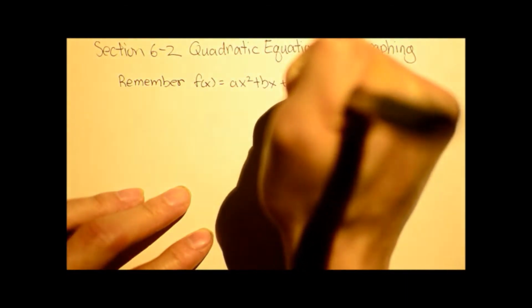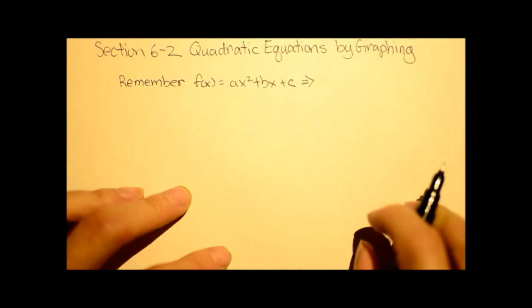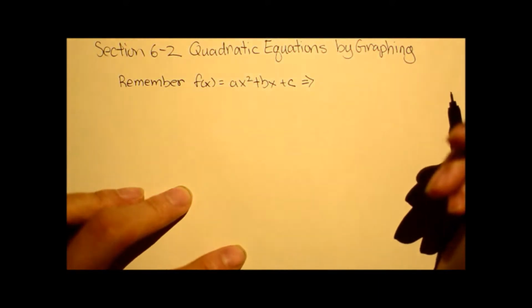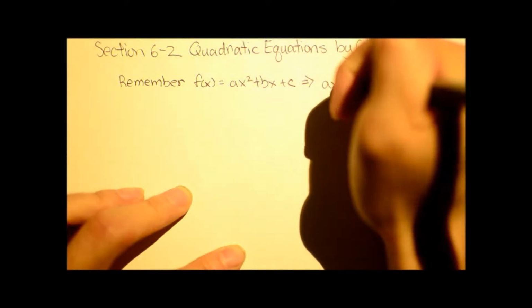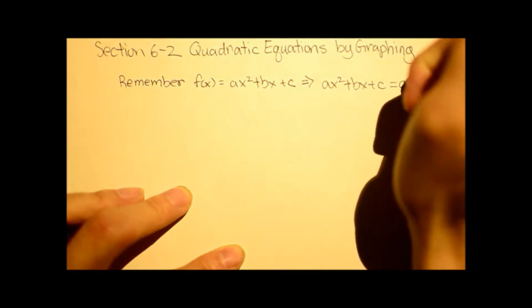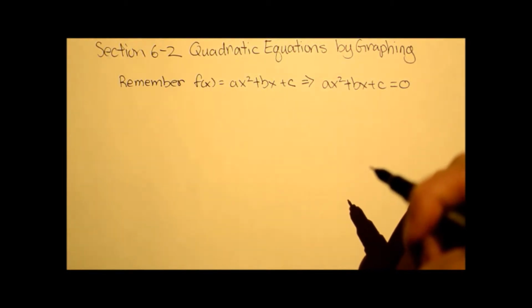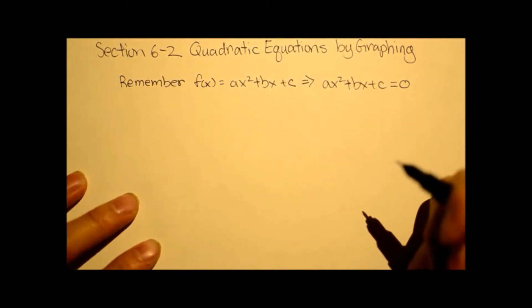Now remember from the first section, our quadratic function is ax squared plus bx plus c, where now we are solving for quadratic equations. So now it is going to be ax squared plus bx plus c is equal to 0. So we are going to solve for certain parts of the equation here. So now we have to find a solution.